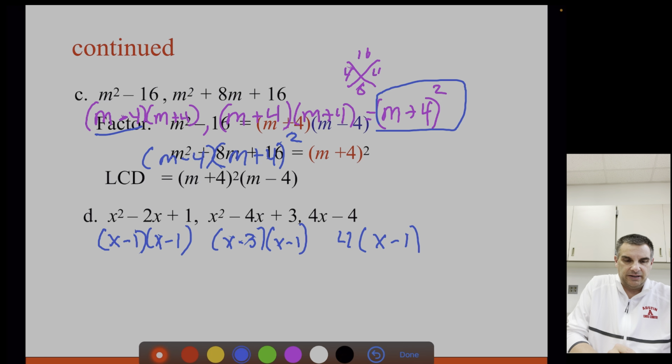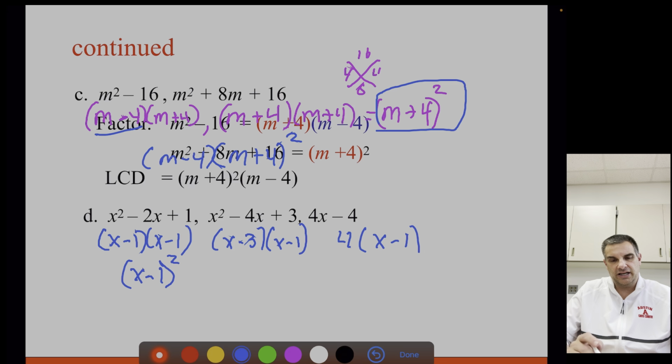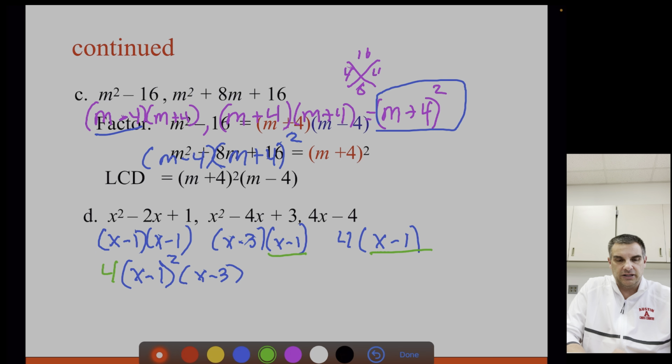Start on the left-hand side. We've got x minus 1, but it happens twice, so I can make that squared. I go to the next term. It has x minus 3, so I have to put an x minus 3 in there. I've got the x minus 1 that's here, but I already have it, so I don't need to rewrite it again. I go to the third term. I've got a 4 there, so I have to put the 4 in there. It's just nice to put it out front. X minus 1, it's already there. I don't need to put it in there again. There's my least common denominator: 4 times x minus 1 squared times x minus 3.